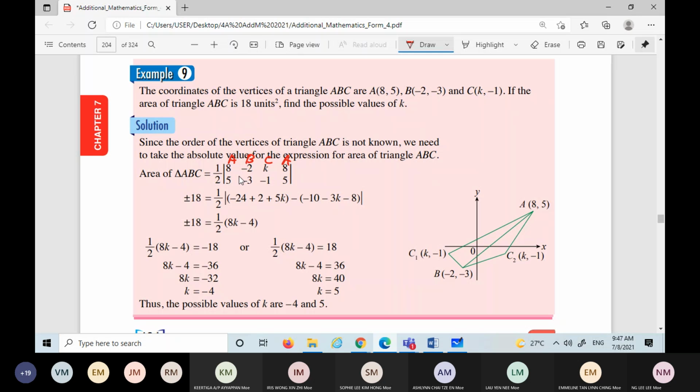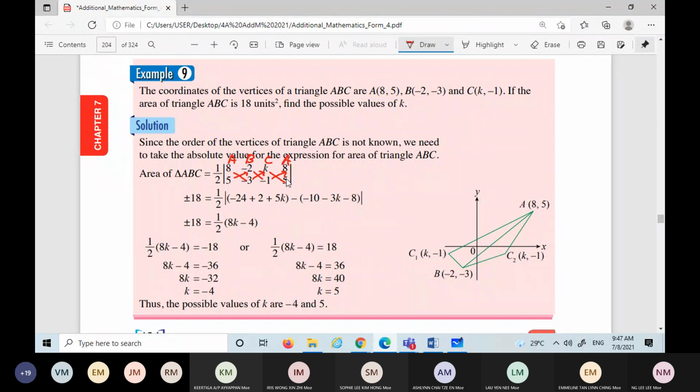And then use the method from just now. Coming down is positive. So -3 times 8 is -24. -2 times -1 is 2, positive. K times 5 is 5K. Minus, this one is all the negative one. So -2 times 5 is -10. -3 times K is -3K. -1 times 8 is -8. You just find the products of each of these.